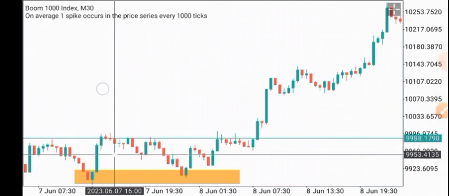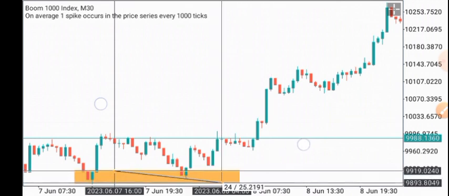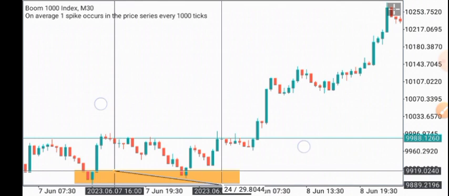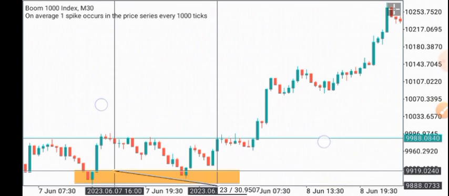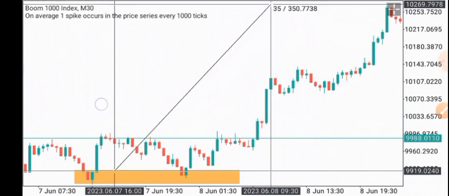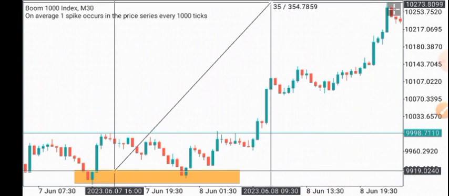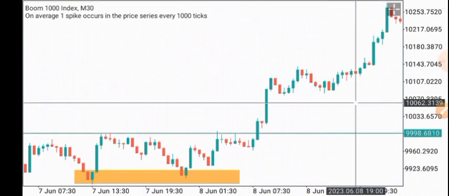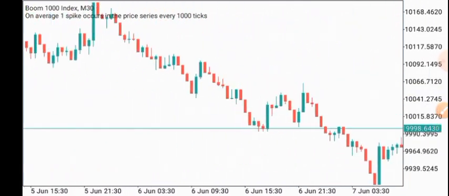Look at it. You enter the trade here. Place your stop loss below it, and this is just about $29, right? Let's just say $30 risk, and you are having over $350 in your target, right? That is how this strategy works.